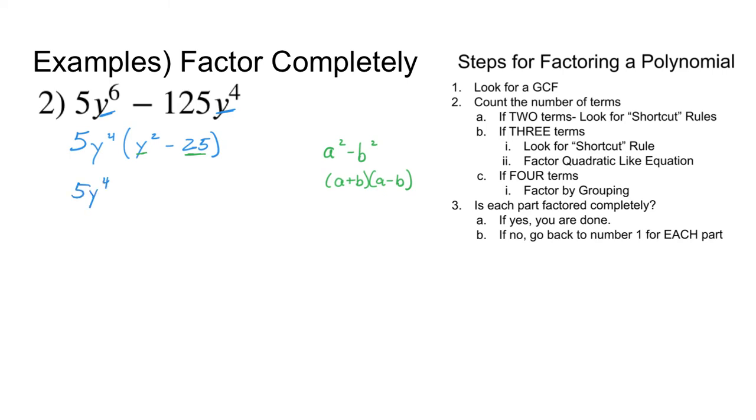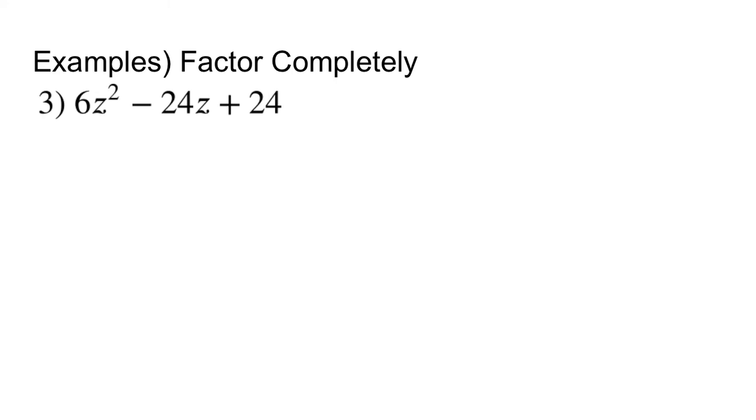So let me write that 5y to the fourth out front. Then y squared minus 25 turns into y minus 5 times y plus 5. That would be my final answer to this particular problem in its fully factored form, because I can't factor y minus 5 or y plus 5 anymore, so I'm all done. Again, I could check myself by multiplying that out if I wanted to, but I'm just not going to with this problem.